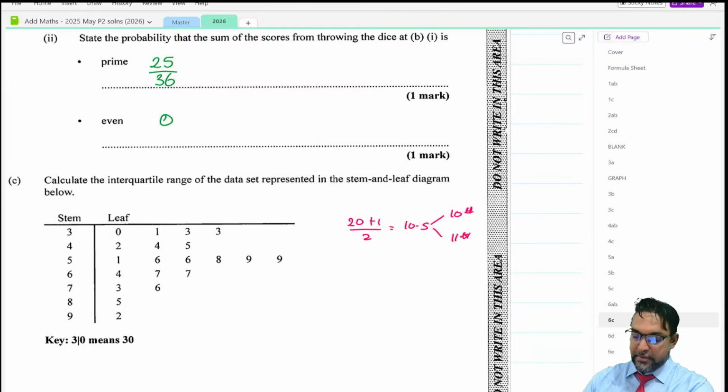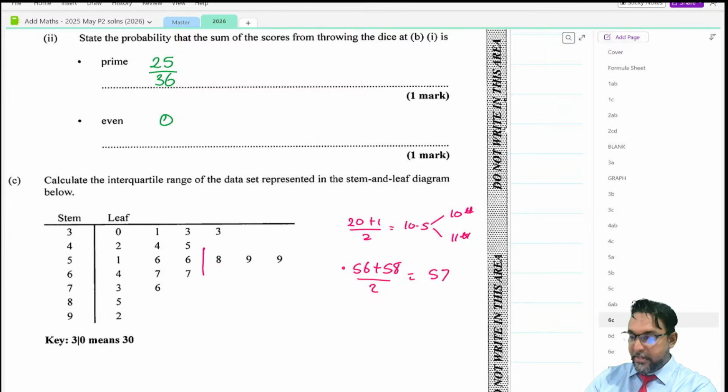4 and 3 is 7, 3 is 10, right? So we look in here. The 10th and 11th, because you have 9 before and 9 after. So we need the average: 56 plus 58 over 2 will give us 57. So that's where the median is.